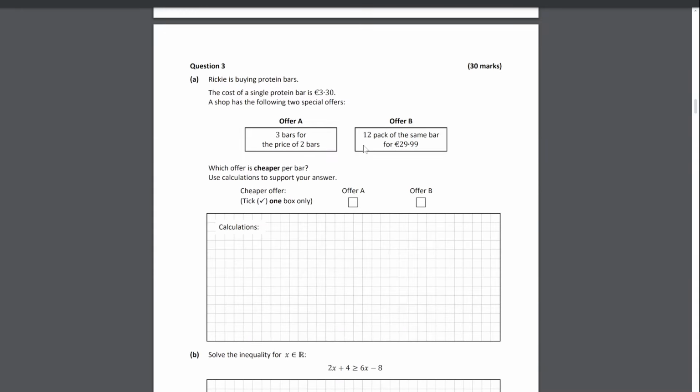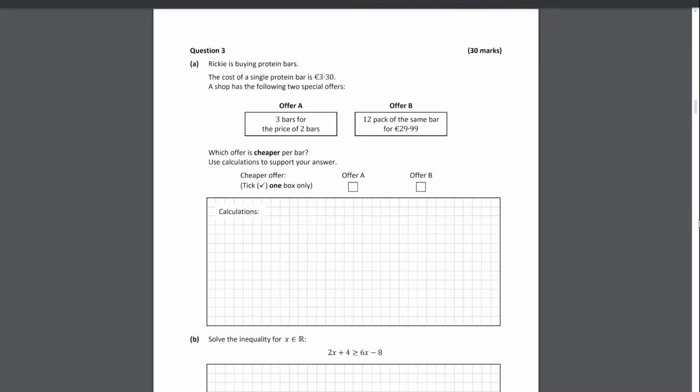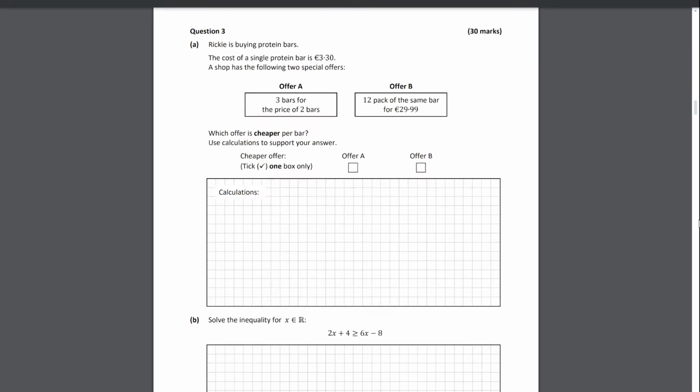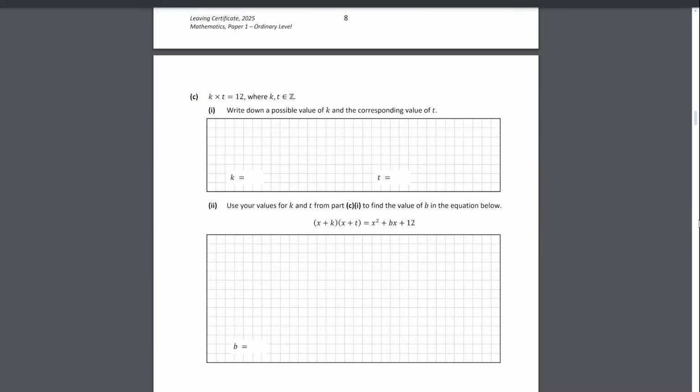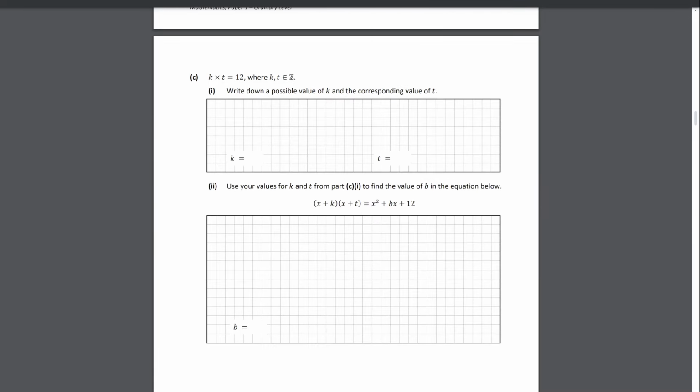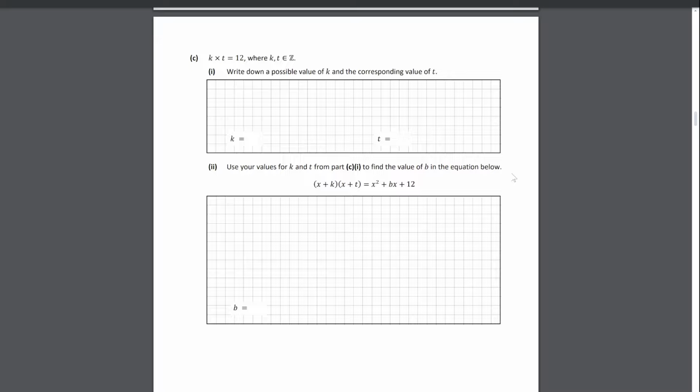Now, question 3 was another little tiny bit of finance at the beginning. So just comparing two different offers. And then solving a fairly standard inequality. Now, part C might have been a little bit challenging. Just finding two numbers that multiply to 12 and then solving an equation involving k and t.